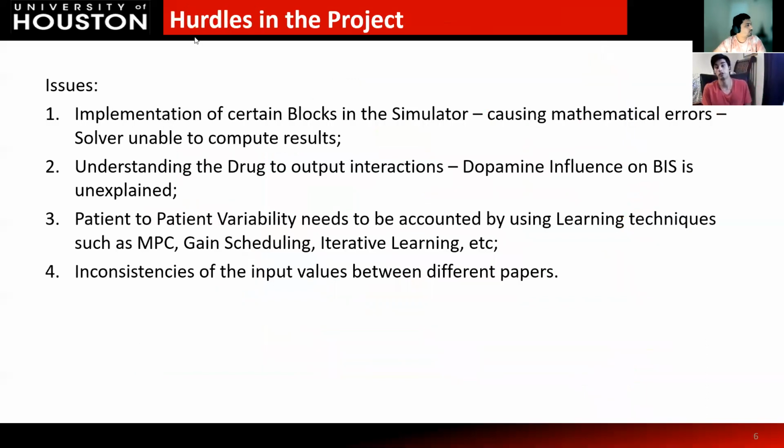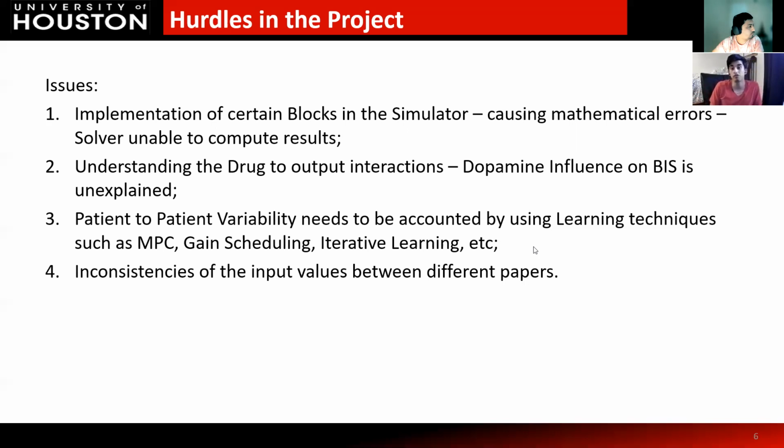Okay, so how else was the project? First, it was the implementation of certain blocks in the simulator, which were causing mathematical errors. We changed a couple of the blocks to make it work properly for our loops whenever we ran the simulator. The second point was understanding the drug to output interaction, and the main one, as I explained earlier, was the dopamine influence on the BIS. It was unexplained, and we were trying to understand it and ran many trials, but we decided it was better to take it out and go with what we understood and knew and how it ran.